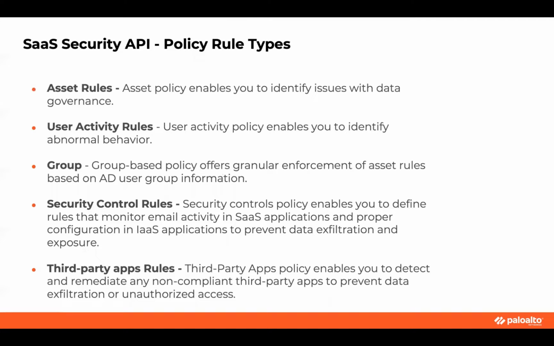Different policy types allow you to manage assets, user activities, third-party apps, and security controls across all supported SaaS applications. You can enable generating the log for events that match a policy rule. Asset rules help you with identifying issues with data, the content, and who has access to it. Content security rules use data patterns and match criteria to discover activity in your cloud apps and provide remediation for incidents related to sensitive data.